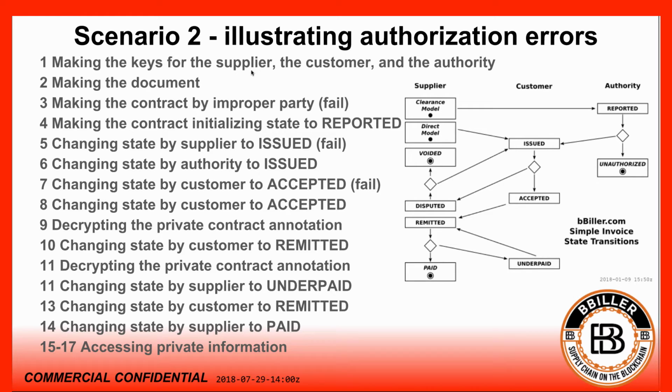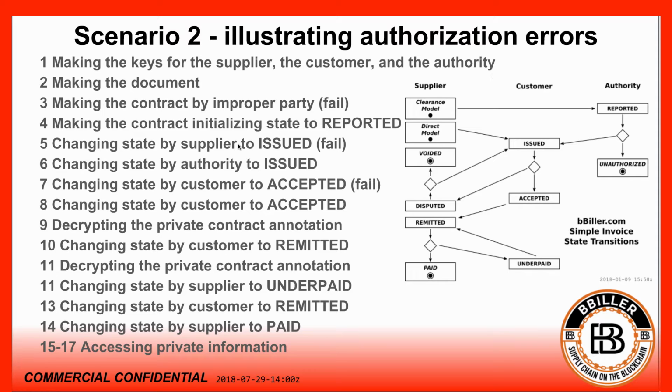So to accomplish this, we'll make the keys for the three parties, the supplier, the customer, and the authority. We'll make the same document, but this time we're going to try to make the contract with the credentials of the incorrect party. We will then make the contract with the proper credentials of the supplier, and that will initialize the state to reported because there is an authority party defined for this scenario.